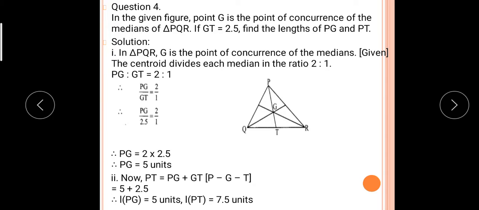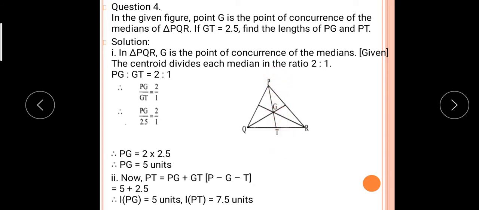Now question number 4. In the given figure, point G is the point of concurrence. Listen here. Every triangle has 3 medians, and when you draw the median from all 3 vertices, you will get one point of contact, and that point is called the point of concurrence. Now, G is the point of concurrence of the medians of triangle PQR. If GT is equal to 2.5, find the lengths of PG and PT.